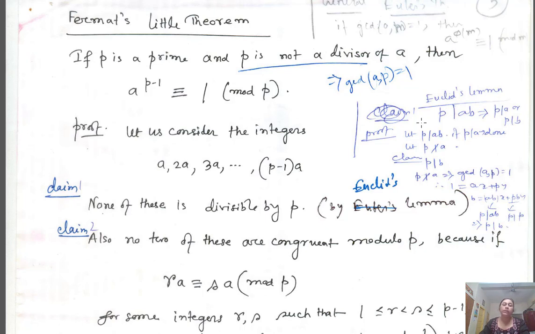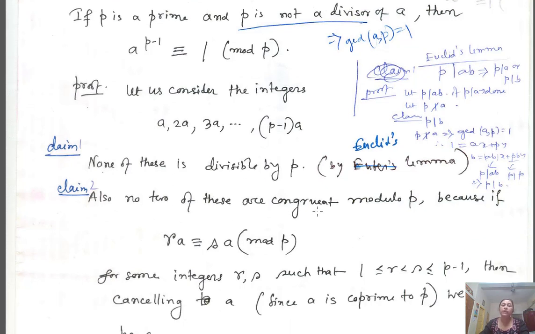Okay. Now the next claim is that no two elements of this set are congruent modulo P. Means if you take two elements, suppose RA and SA, and they are congruent modulo P, then what happens?